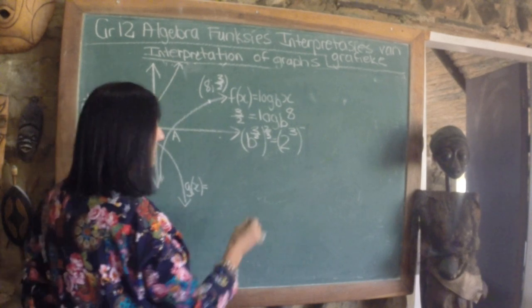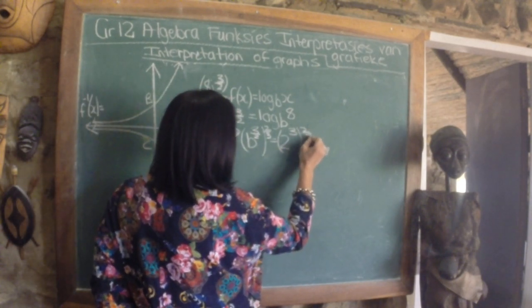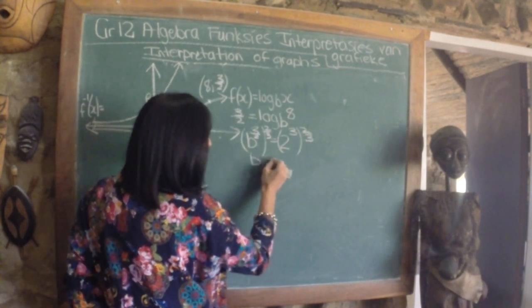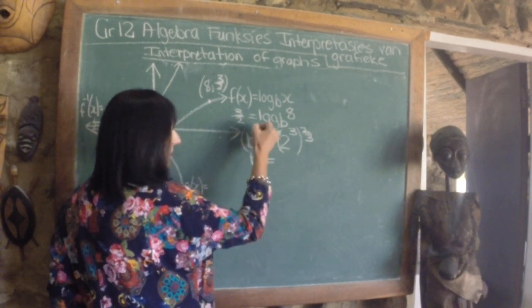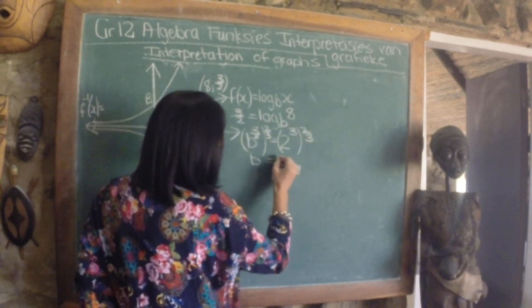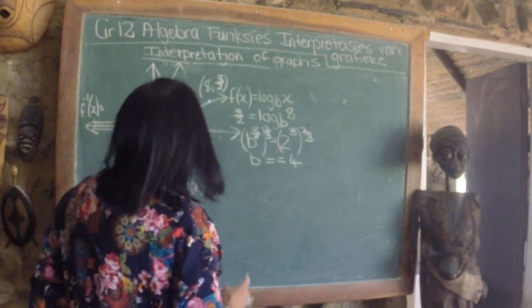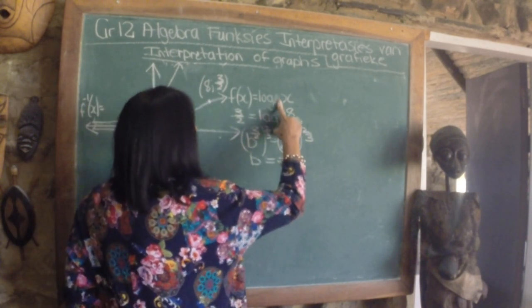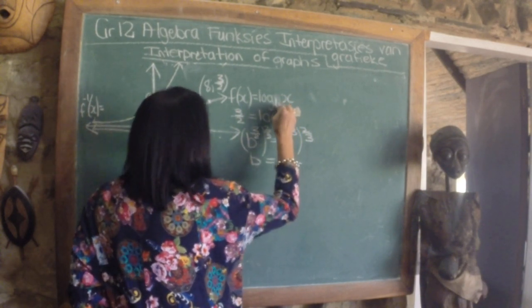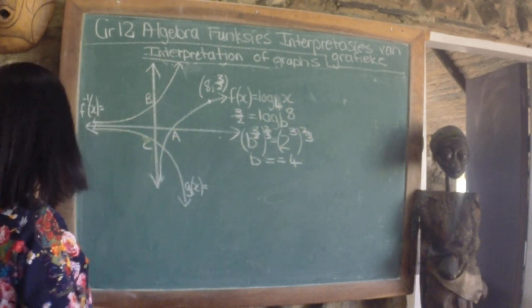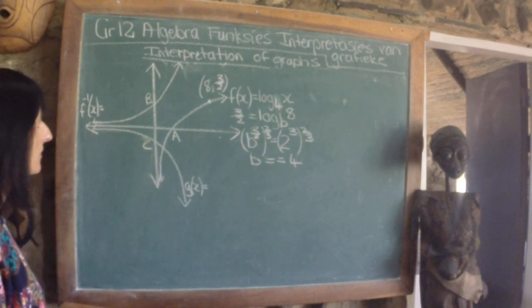Power to 2/3 on both sides, and then this b, the 3's and the 2's will cancel, and that is going to be 2 squared, en dis gelyk aan 4. So die naam van fx is gelyk aan die log van 4x. So now we can quickly go to the inverse function.